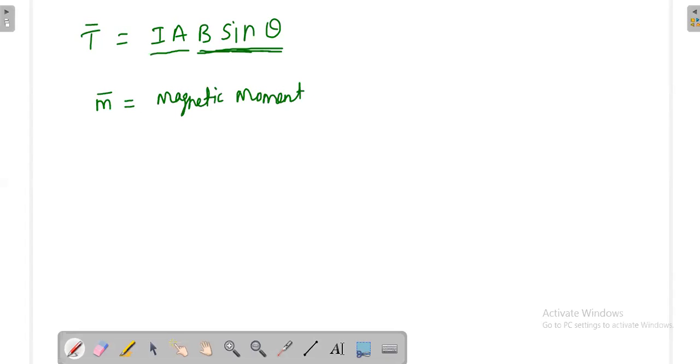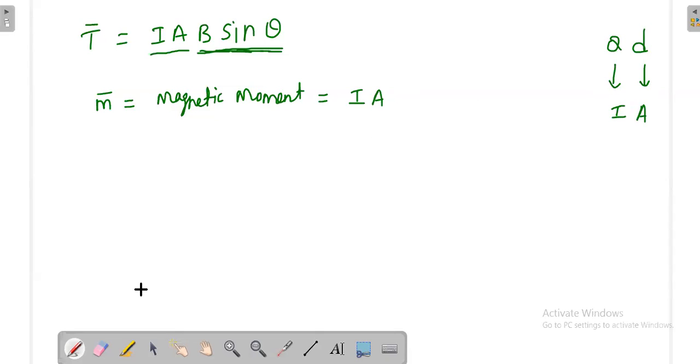Magnetic moment means the product of I into A. What is the dipole moment? Q into D. Instead of Q you get I, and instead of D you get A. A means the area of the loop. Please remember the QD formula, then you can remember this one. Instead of Q you put I, instead of D you put A because the loop forms the area. So finally it is I into A.